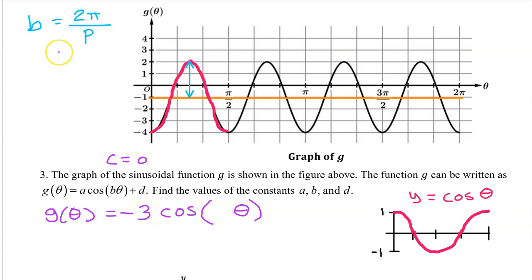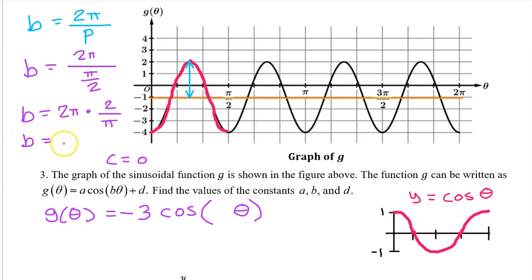Since the amplitude is 3, the distance from the midline to the highest value, the a value will be negative 3. The b value is given by 2 pi divided by the period. This period starts at 0 and ends at pi over 2, so the period is pi over 2. Therefore, the b value will equal 2 pi divided by pi over 2. When you divide by a fraction, you multiply by the reciprocal. So b will equal 2 pi times 2 over pi. These pi's will cancel each other out because you have one high and one low. That will leave behind 2 times 2, and the b value is 4.